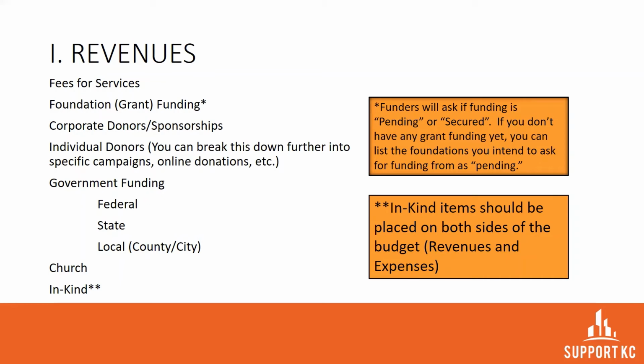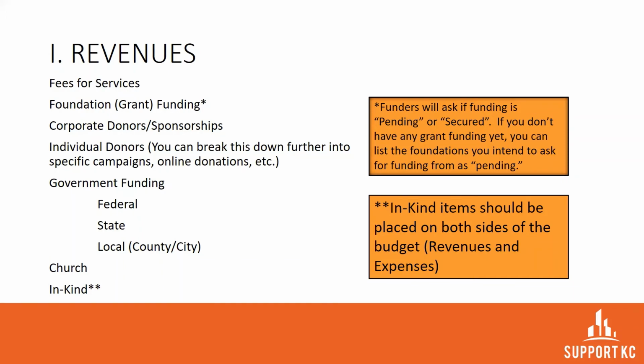And so I've listed the other categories you can use in terms of breaking down revenues. You don't have to list every funder by name. You can group those together under foundation funding. If you intend to ask a foundation for funding, you can list that. It's pending. There's nothing wrong with listing those foundations you intend to ask for funding from. The more, the better from your reviewing funder's perspective.